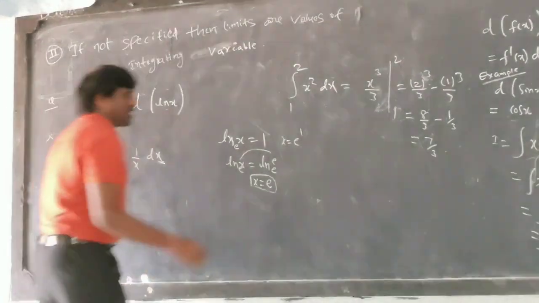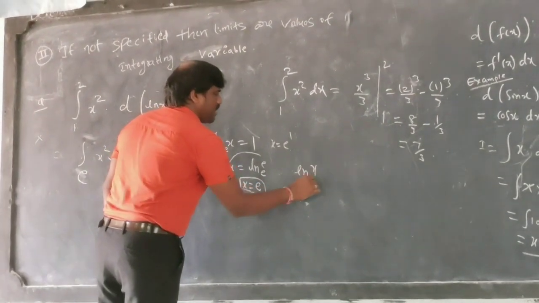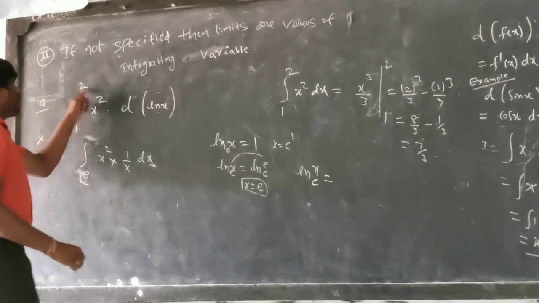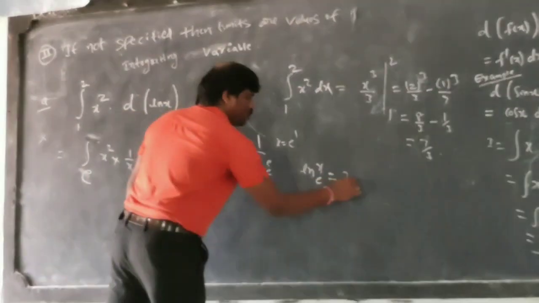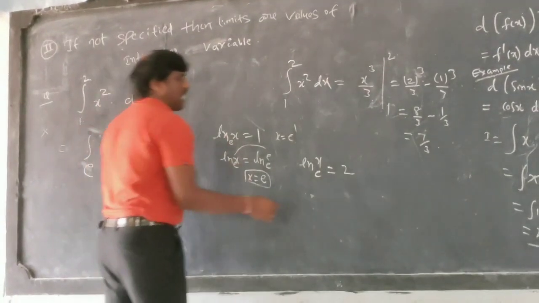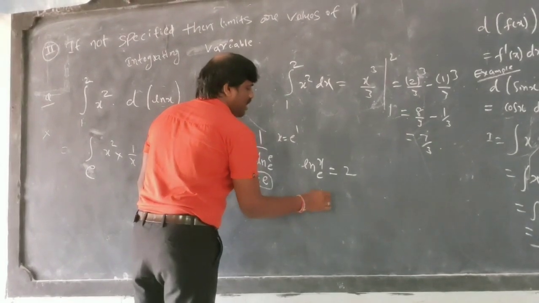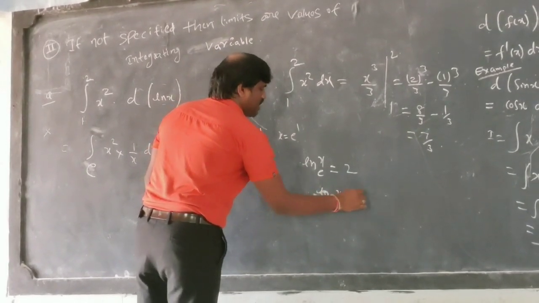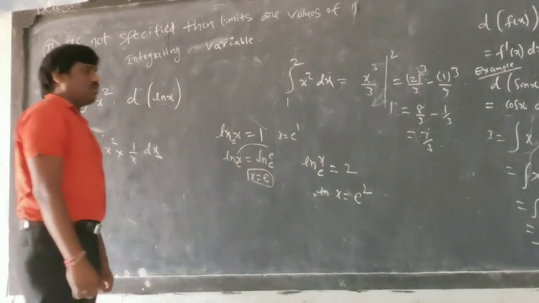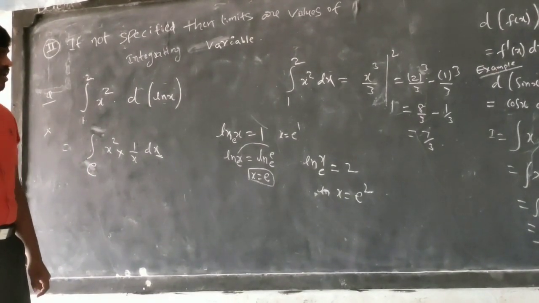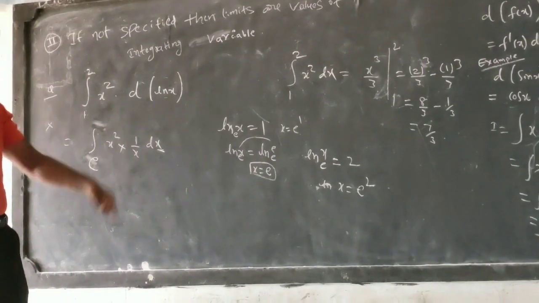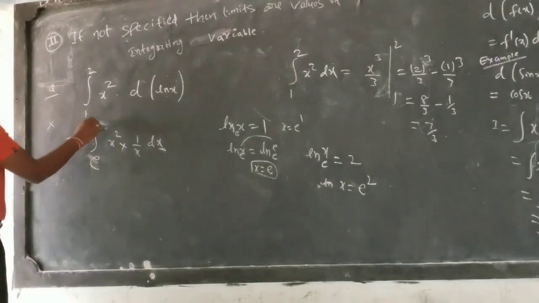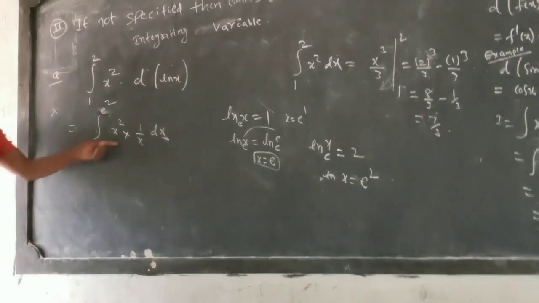Now let us go for ln x with base e is equal to, now what do I take here? 2. I will take 2. If I take 2, ln x is equal to 2, what is x here? x is equal to e square. Are you getting what I said? x is equal to what I get? e square. So this is the limit going to change. This is the right way.